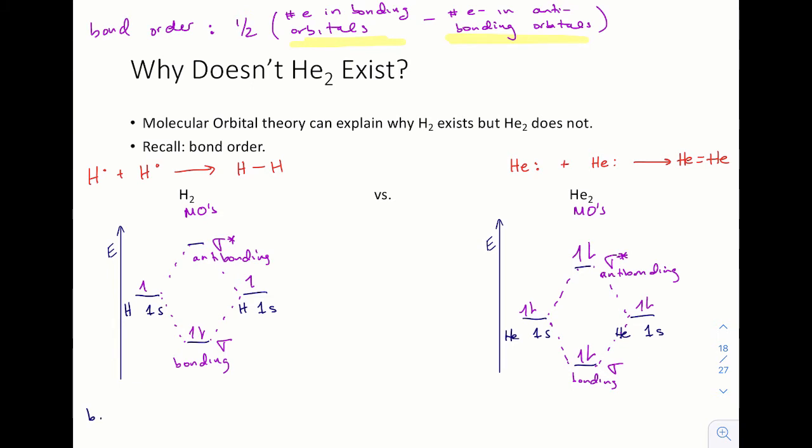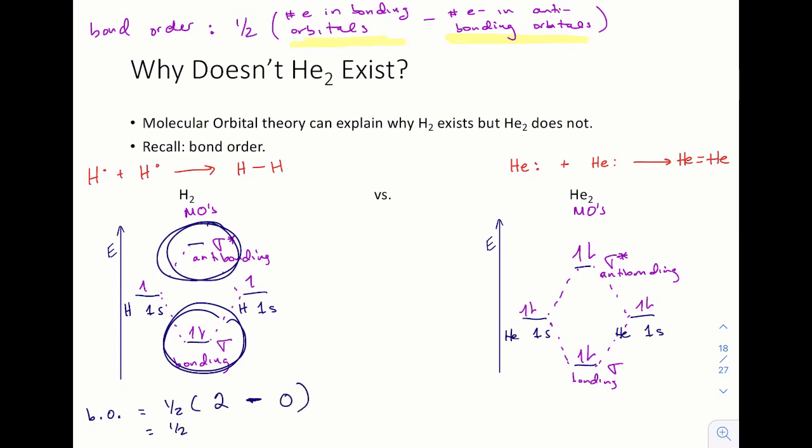So the bond order for the hydrogen molecule would be 1/2 the total number of electrons in bonding orbitals, which is 2, minus the total number of electrons in antibonding orbitals, which is 0. 1/2 of 2 is 1. So just as valence bond theory suggested, molecular orbital theory predicts a single bond between those two hydrogen atoms.